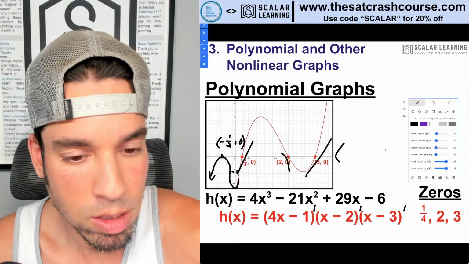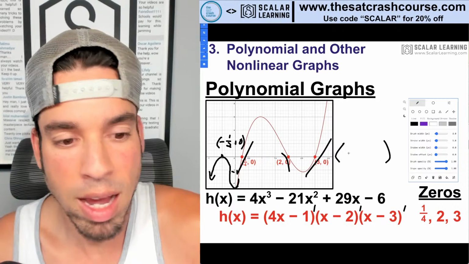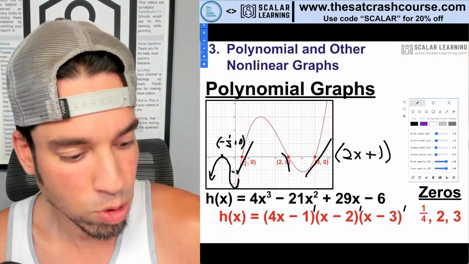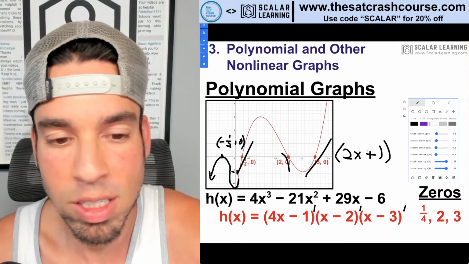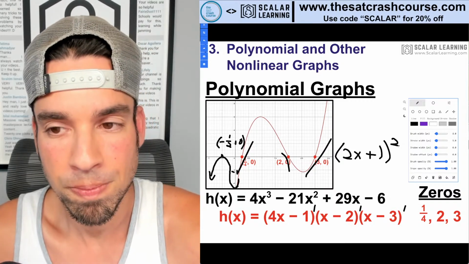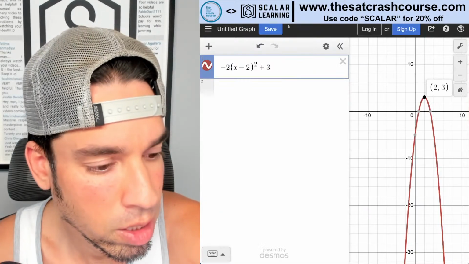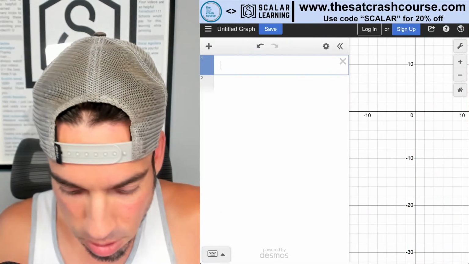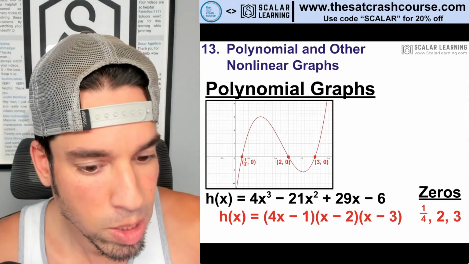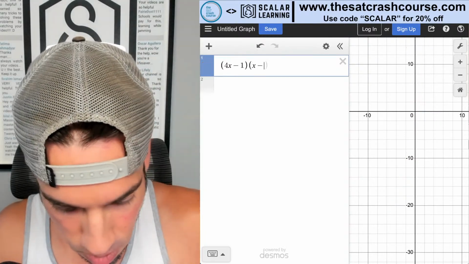But what that means is, what would the binomial be that gives us a 0 at -1/2? It would be 2x plus 1, right? -1/2 times 2 is -1, plus 1 is 0. But we shouldn't expect to see it like that. Since it's bouncing, we should see it to the second power, okay? Let me show you this quickly in Desmos so you can get a better idea of it. So let's say, for example, we have 4x minus 1, x minus 2, x minus 3.